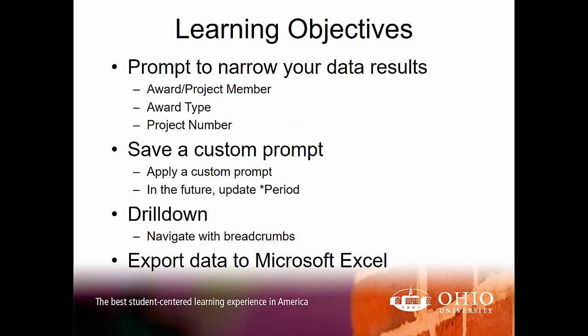Now that you have logged into OBI and navigated to Finance Lookups, Grants Funds Available, we will focus on OBI navigation and usage. The remaining portion of this video will focus on prompts. You will also learn how to save a custom prompt, apply a custom prompt, drill down, navigate back to the summary level using breadcrumbs, and export data to Microsoft Excel.